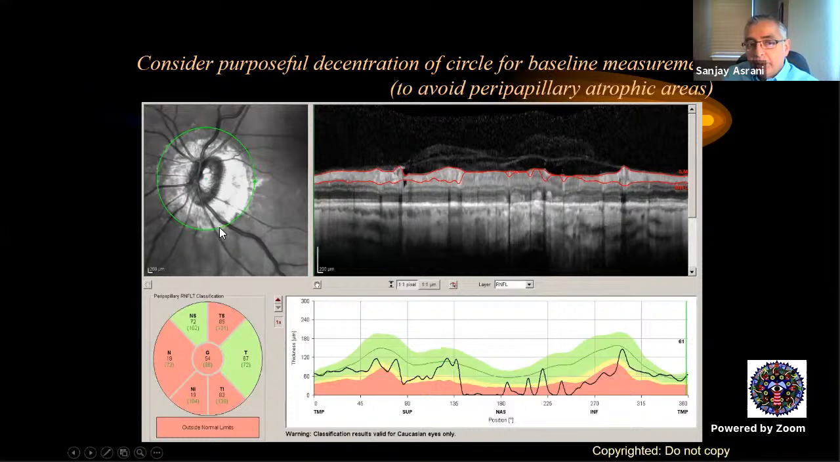Remember that in myopic discs, you get this severe peripapillary atrophy. So you can ask the technician to purposefully decenter the ring to get a better measurement and avoid peripapillary atrophy. Even though you get a lot of artifacts and the measurements drop to 0, even though the measurements don't conform to the normative database in myopes, you can use the raw image to tell you that the superotemporal and the inferotemporal bundles seem to be in near normal thickness.